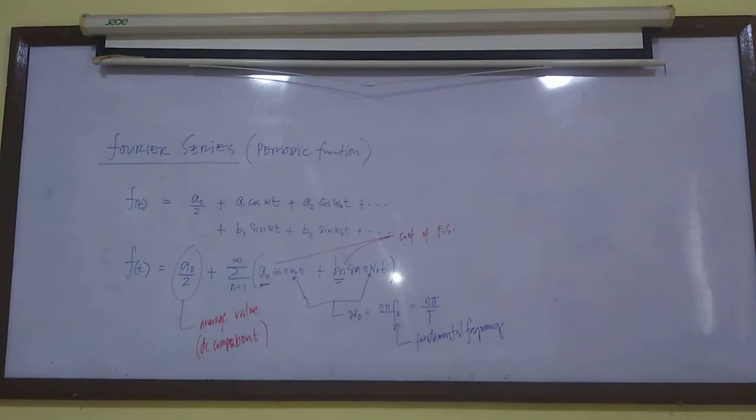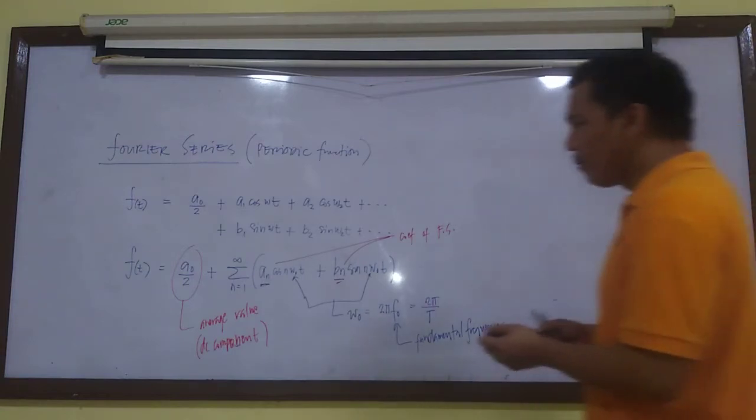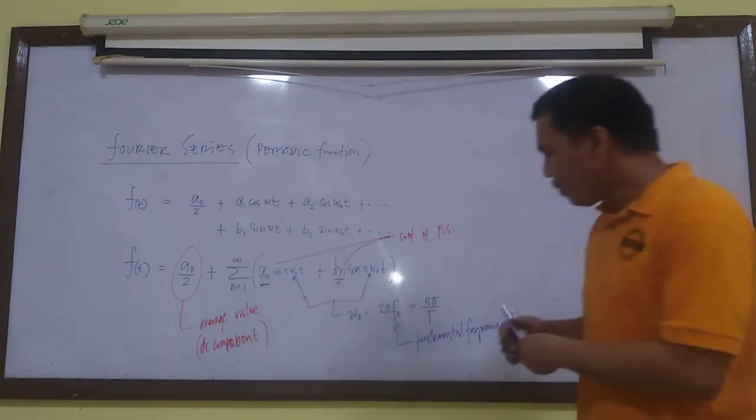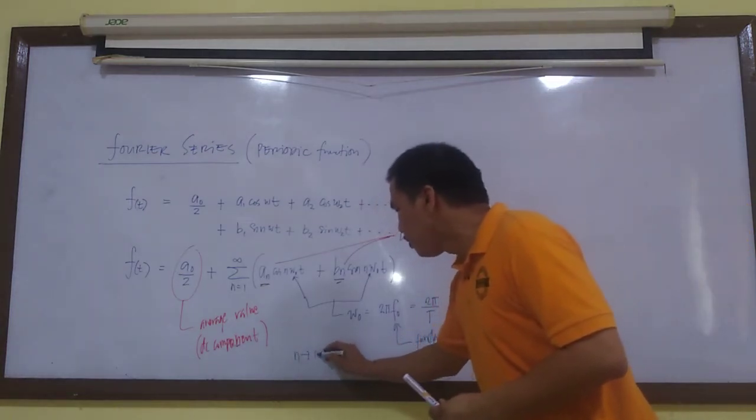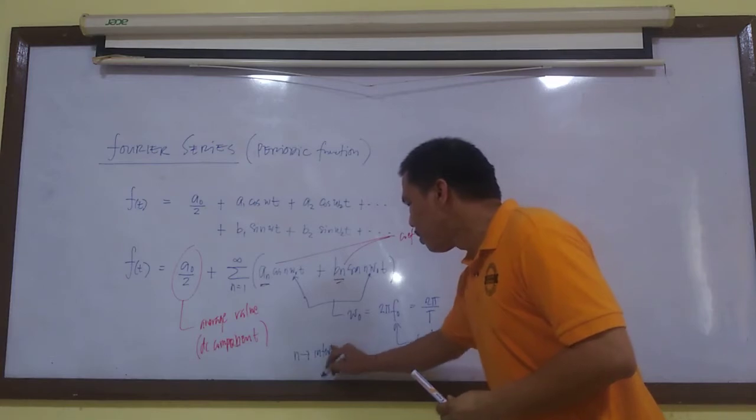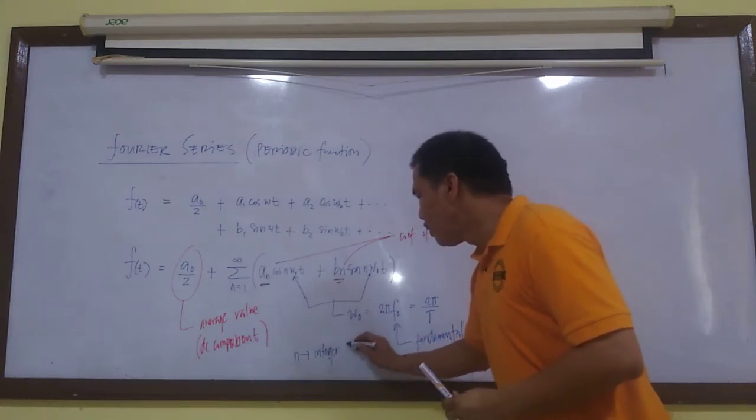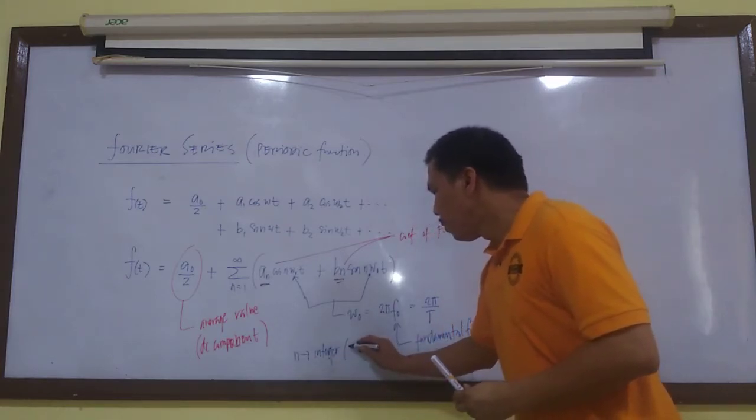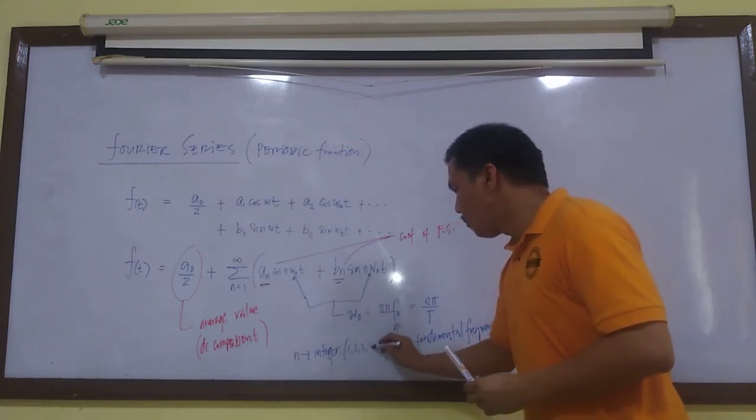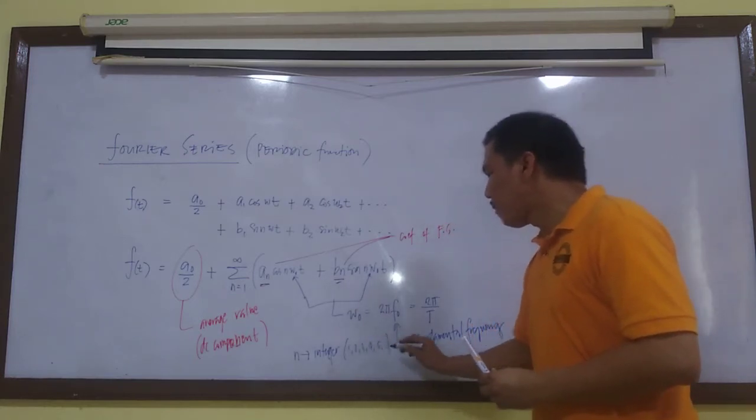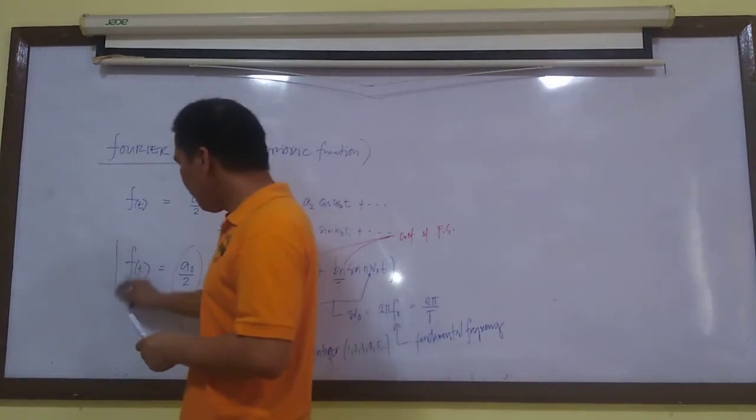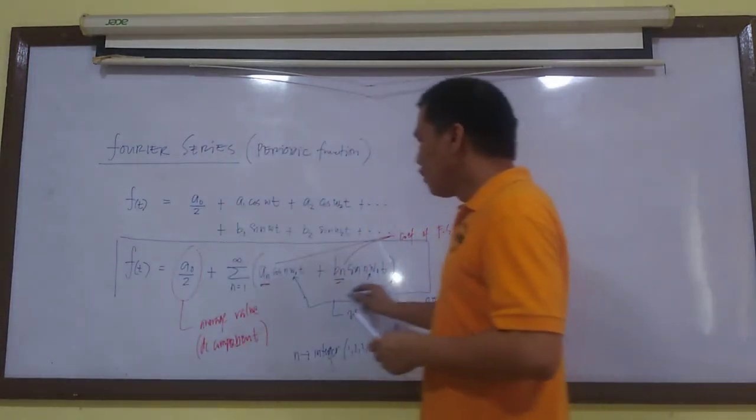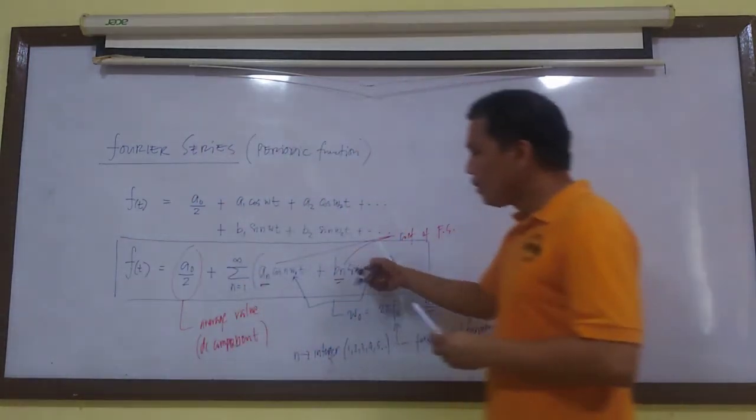Now how about a sub n? Take note, what about n? n here is an integer, meaning the values are 1, 2, 3, 4, 5, so these are positive integers. That's for your Fourier series. Take note, the Fourier series can be expressed mathematically using this series or sigma notation.